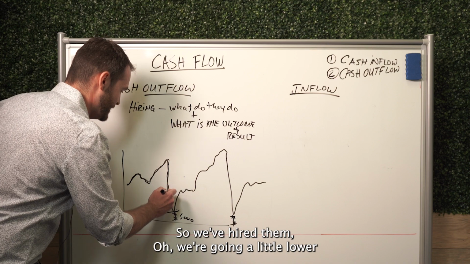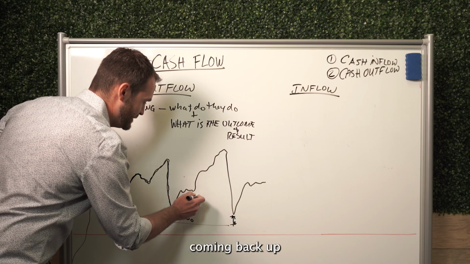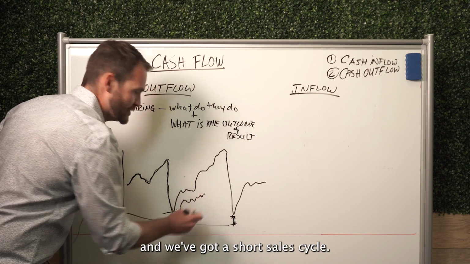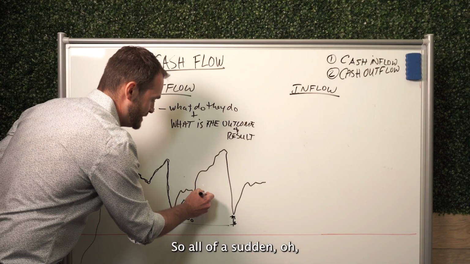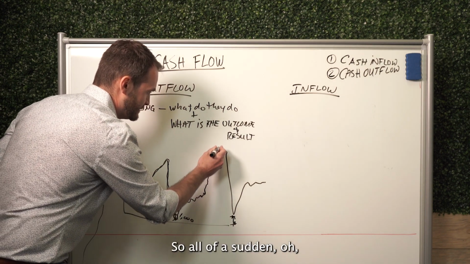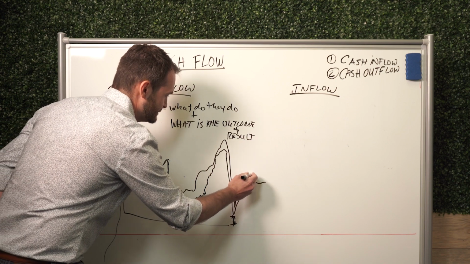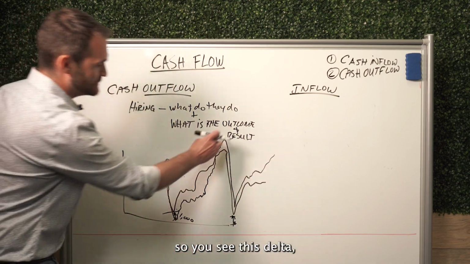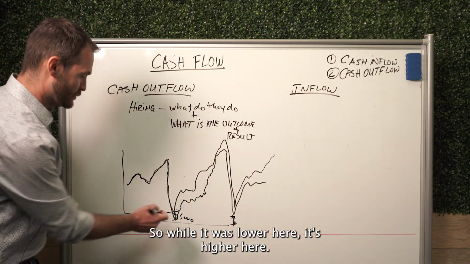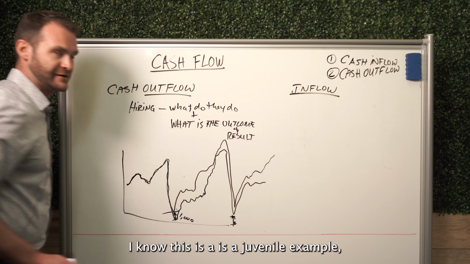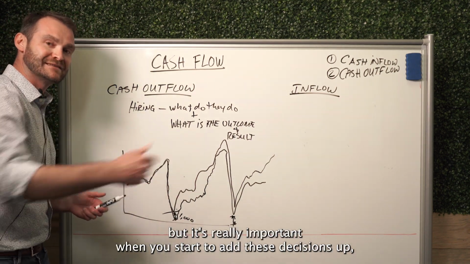So great, we've hired them. Ooh, we're going a little lower. Coming back up, and we've got a short sales cycle, so within a couple weeks we're going to generate some revenue here. So all of a sudden, oh, you see this delta, that's the positive impact. So while it was lower here, it's higher here. I know this is a juvenile example, but it's really important when you start to add these decisions up.